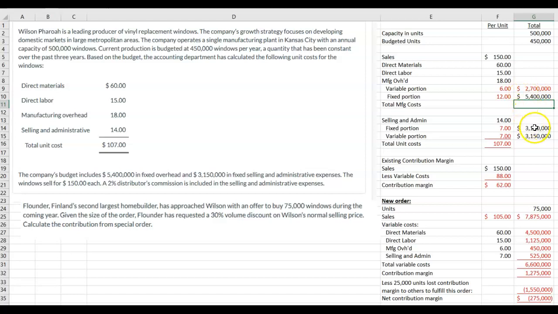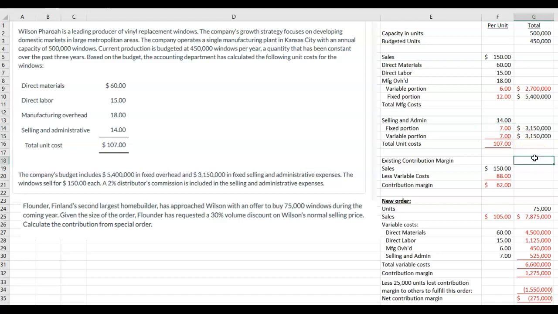And then we have to go through the same logic for selling expense. They told us 3,150,000 was the fixed portion. So if we divide that by 450,000, we come up with a $7 fixed amount. If they gave us 14, the difference then is 7 for the variable portion. We're solving for the fixed first.